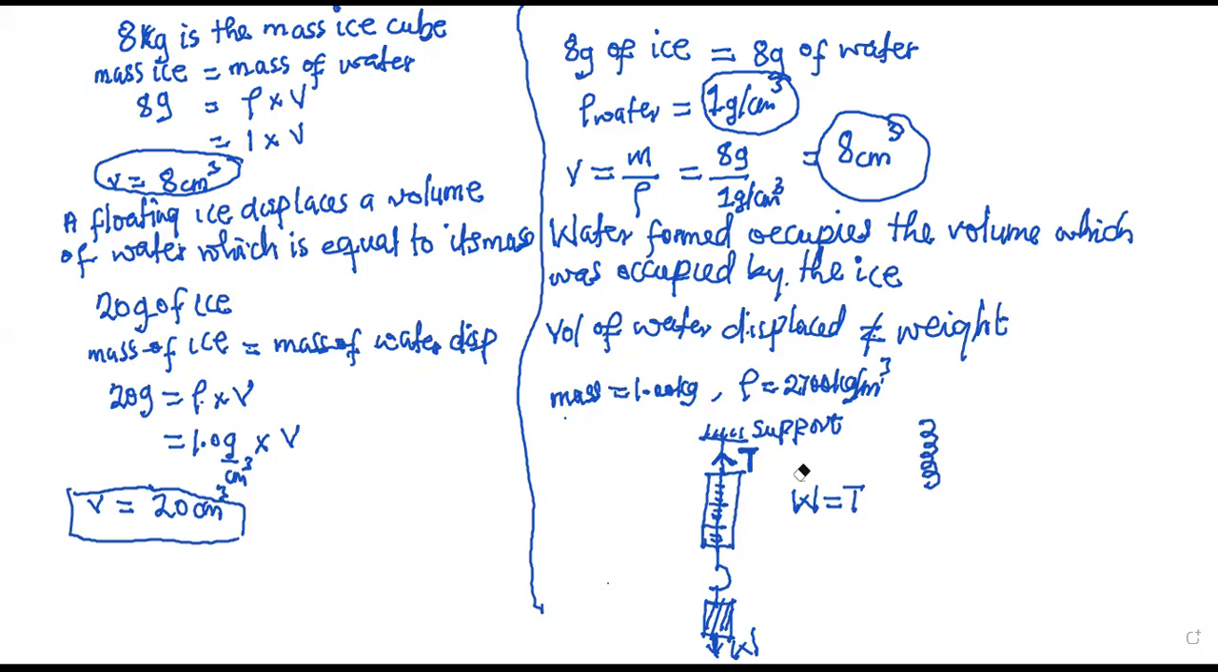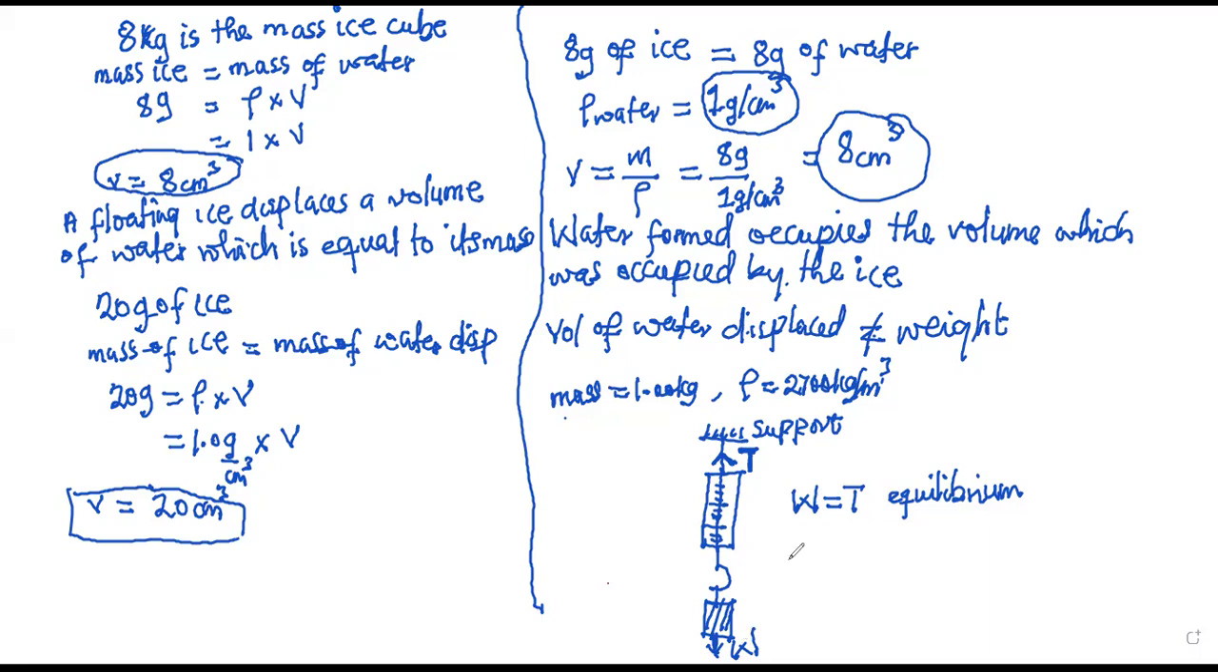Under this condition, we say that the weight of the object or the child and the tension in the spring are in equilibrium. Both are in equilibrium. So this is an equilibrium state. We'll look at Newton's laws of motion and you understand equilibrium state. So when the object is comfortably suspended on the spring balance, the weight of the object is equal to the tension in the spring, and this weight of the object is the weight in air.